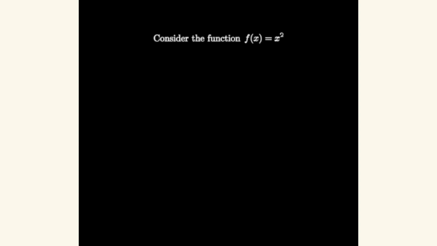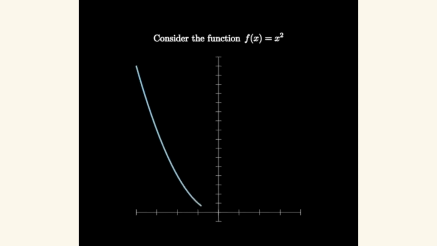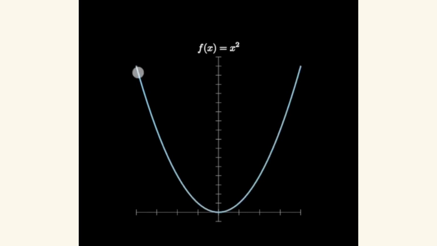Consider the function f of x equals x squared, where the output is obtained by multiplying the input by itself. The graph of this function looks like this. If we plot a point on the curve, we can draw a line called the tangent line. Then we can compute the slope of this line at that point. And now let's compute the slopes of the tangent lines at every point along the curve like this. We see that as we move along the curve, the slope of the associated tangent line changes.